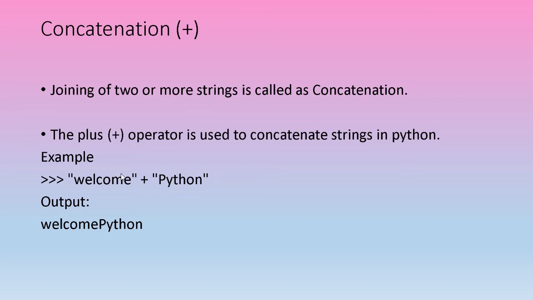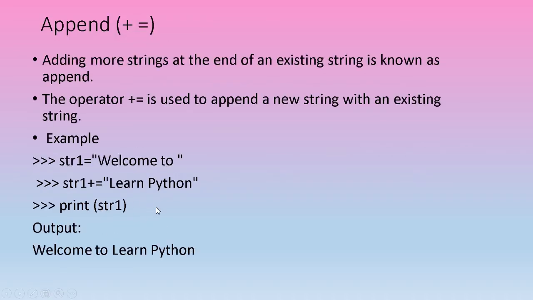For example, "welcome" is one string, and in between you have plus, and you have written one more string, "Python". So this concatenation operator is used in between, and you will get the output as welcome Python. This is given in the interactive mode.